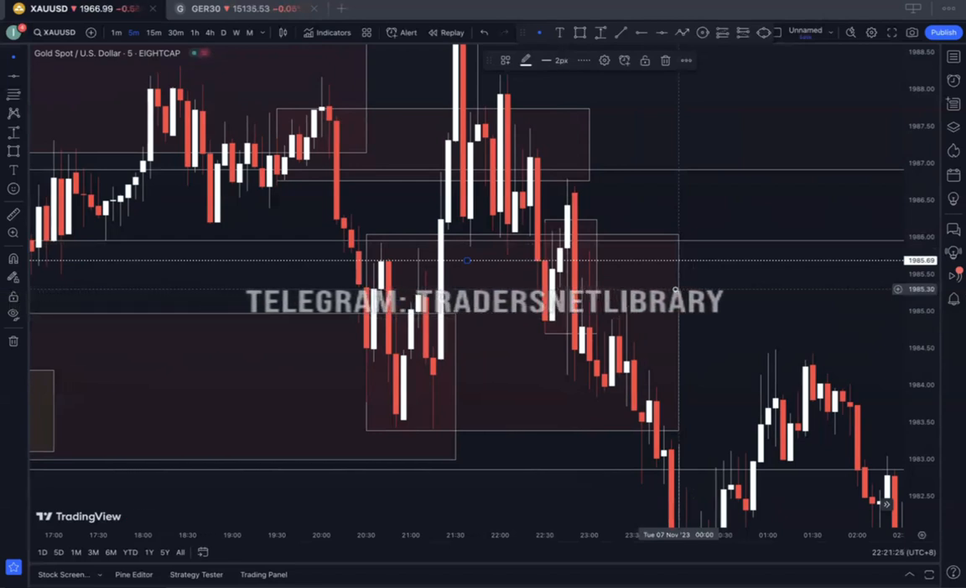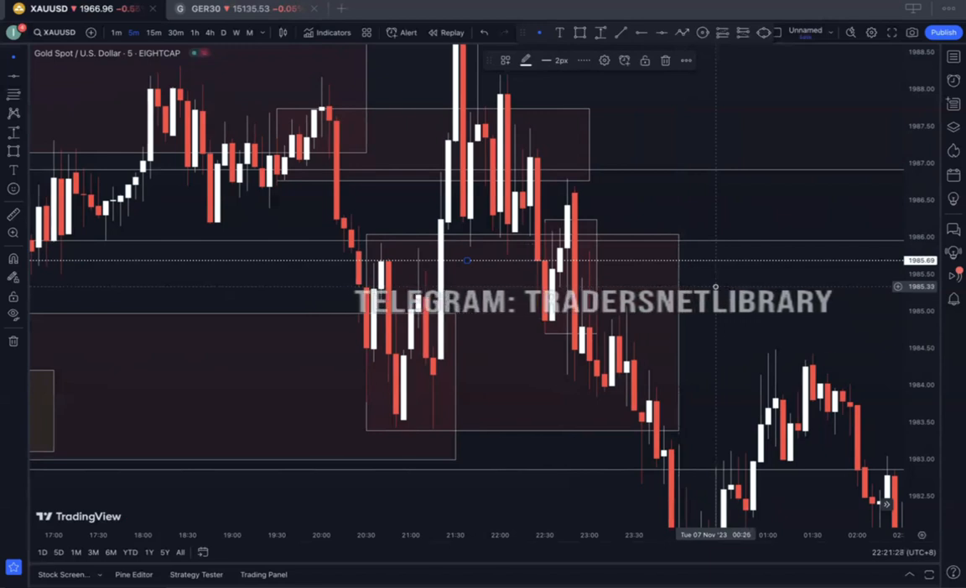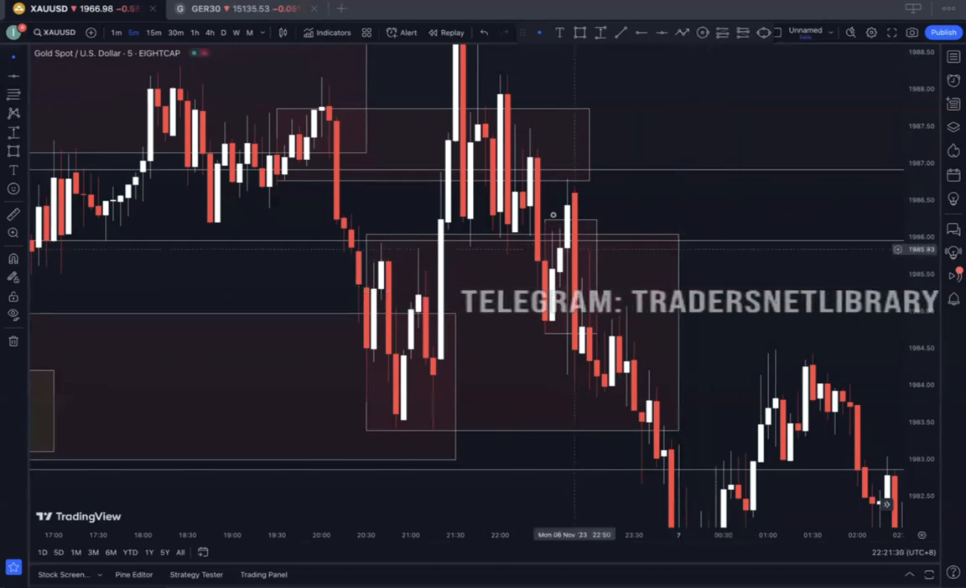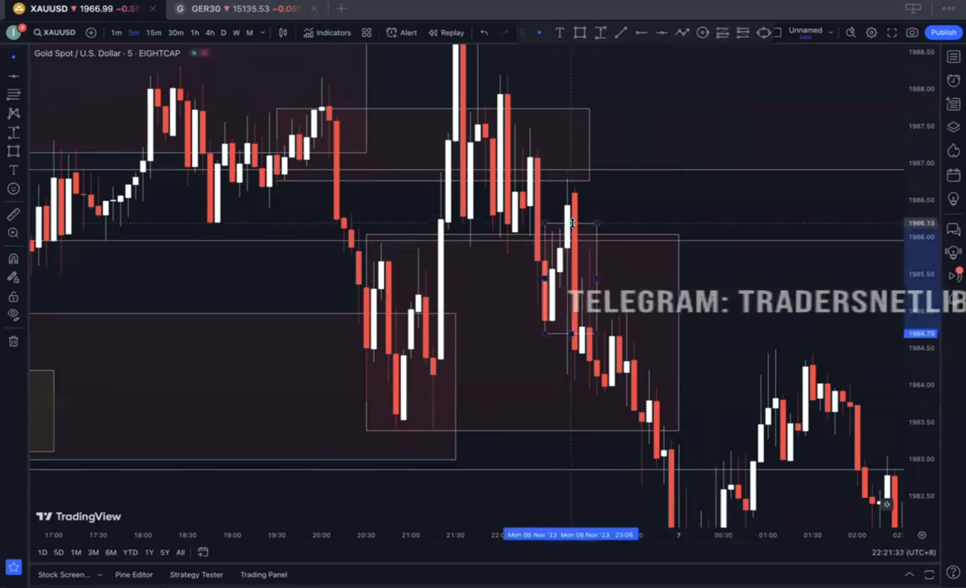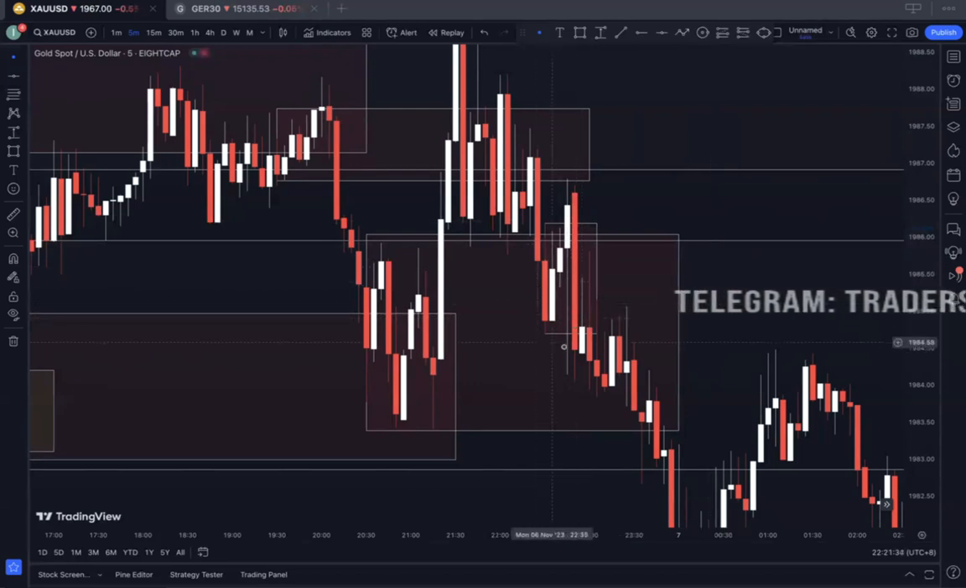Right over here, as you can see, after this engulfing bar is broken, what you need to do is wait for another one, right?